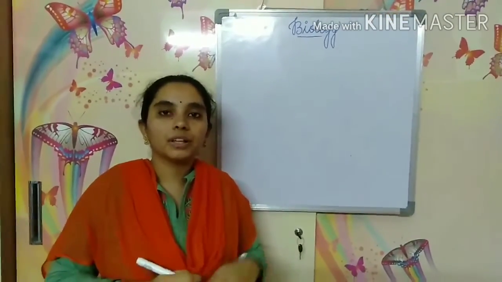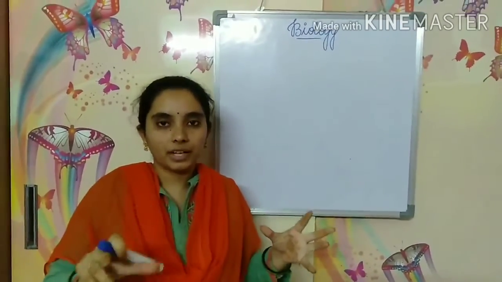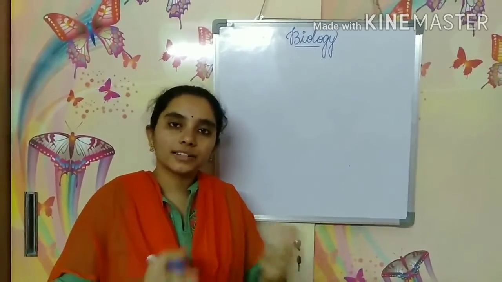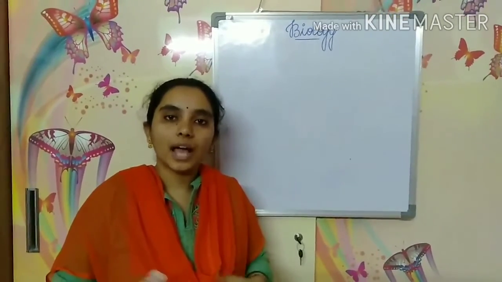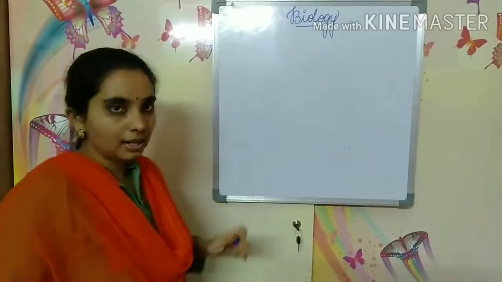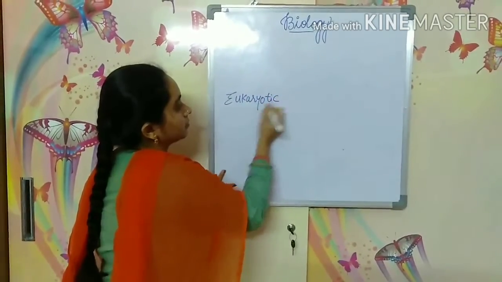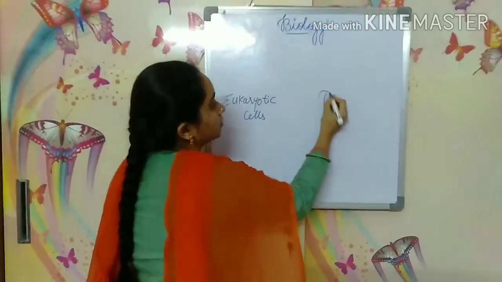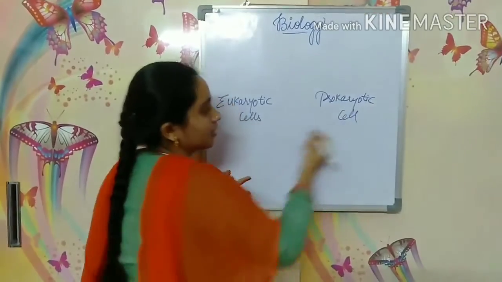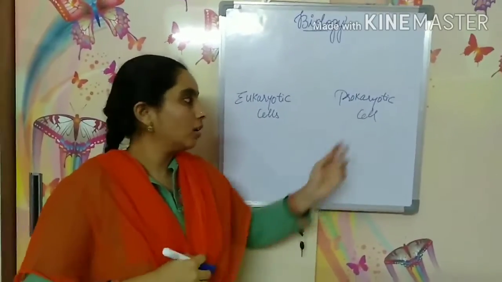All organisms are mainly divided into two different types: one is eukaryotic and the other is prokaryotic. This division is based on the presence or absence of the nucleus. If the nucleus is present in a particular cell, they are called eukaryotic cells. Prokaryotic means the cells which don't contain the nucleus as a structure. So they are called prokaryotic.